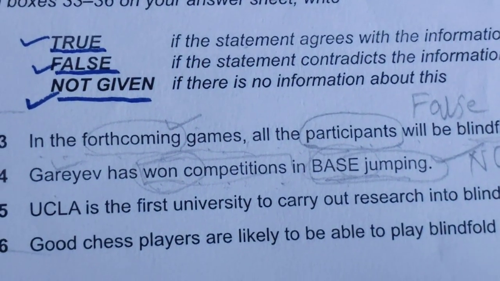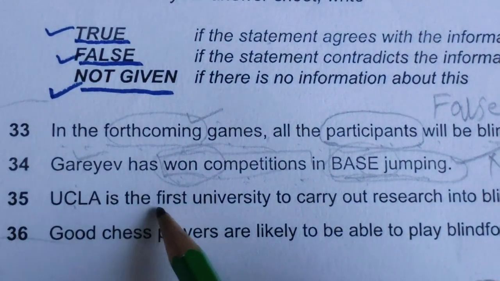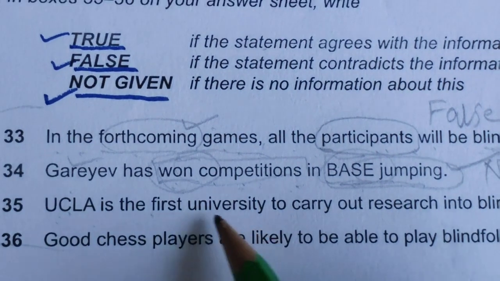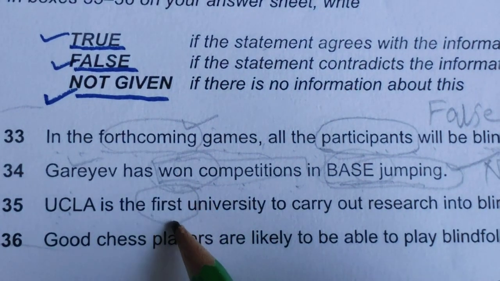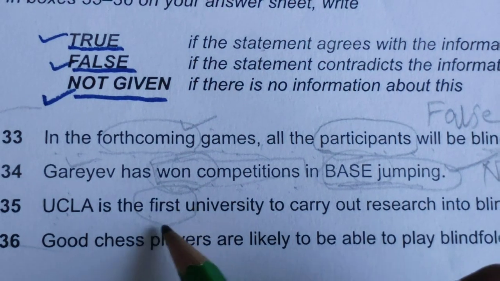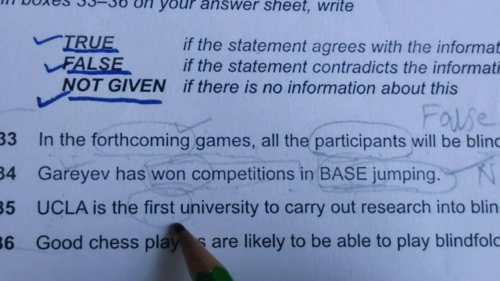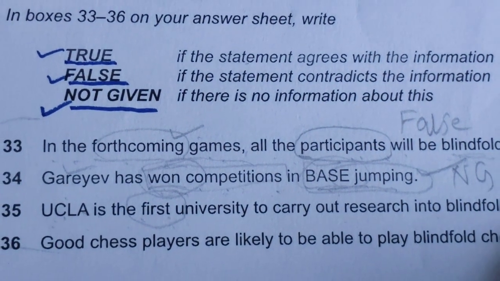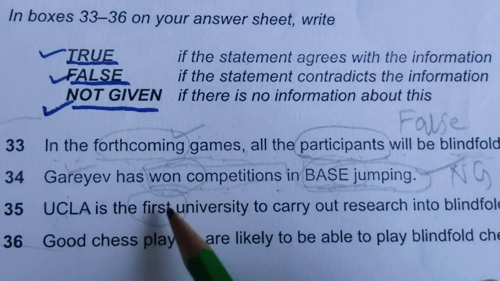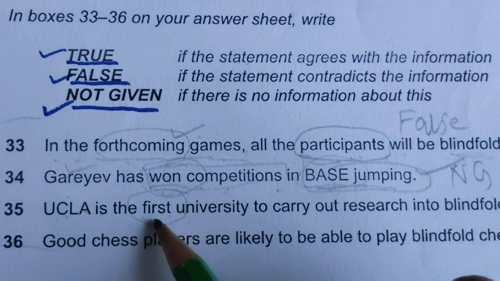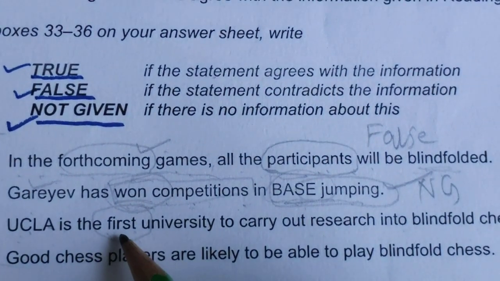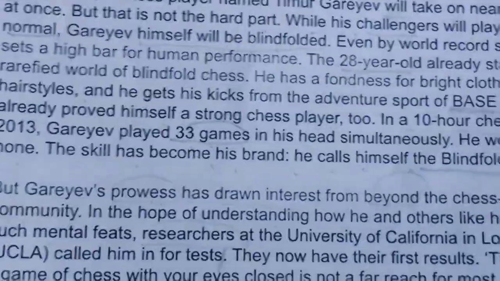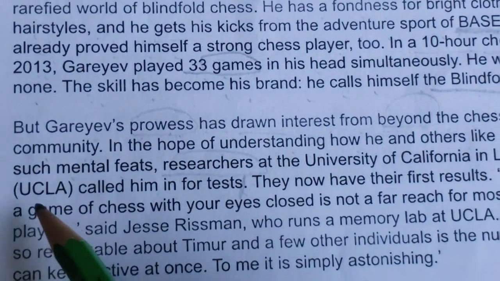Okay. Now third number. UCLA is the first university. This is also one of the common types of true, false, not given. If this university is the first to carry out research into blindfold chess players, then definitely it will be true. If there is no mention of whether it was first, second or last, then it will be not given. If they say it was the last one or the second one, then of course there will be a contradiction. This university name is given in paragraph B.